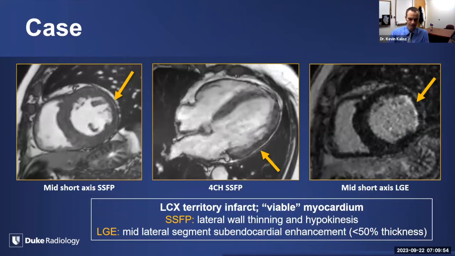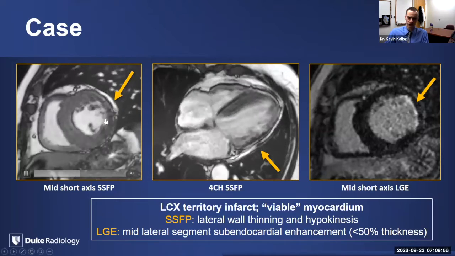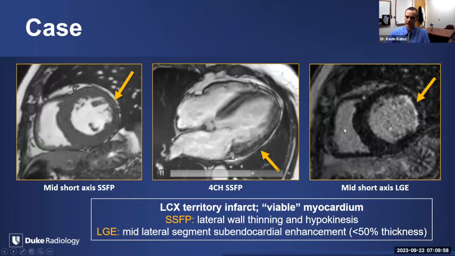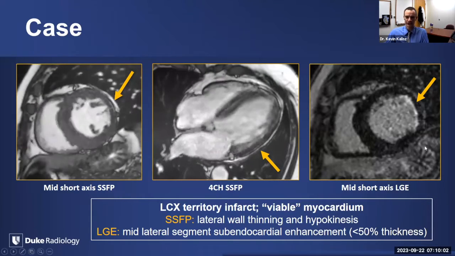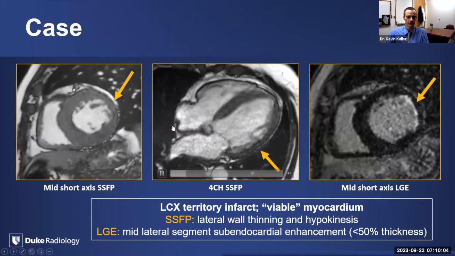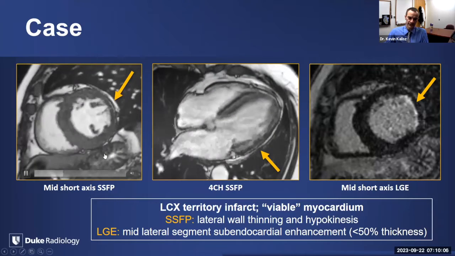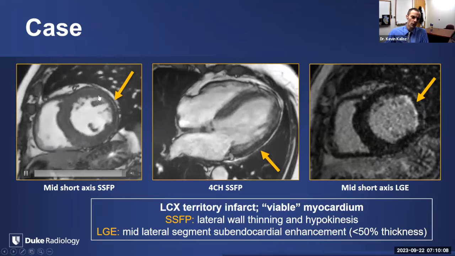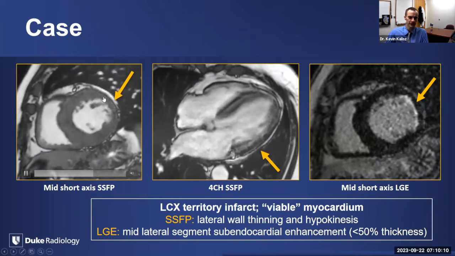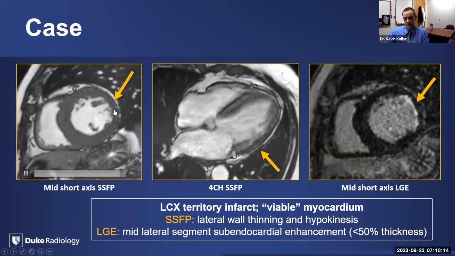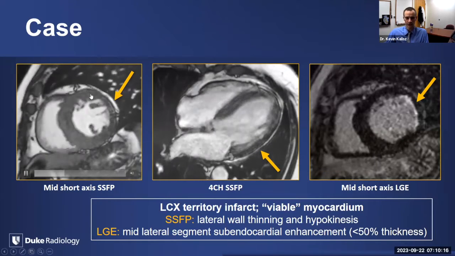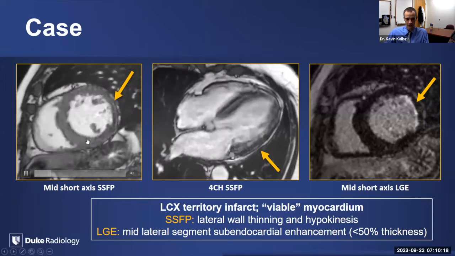So for the first case, for all of these, I'll usually show 3, maybe 4 key images and sequences, describe what's going on, and explain how these images constitute our diagnosis. On the short axis SSFP at the mid-level, we see overall pretty normal function, except for this lateral wall, which at baseline is a little bit thin. It also is not moving or thickening quite as well as the anterior septal or inferior segments here.